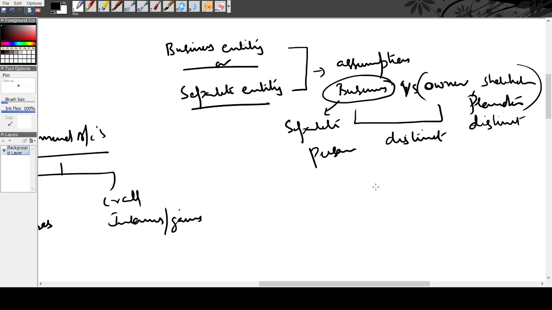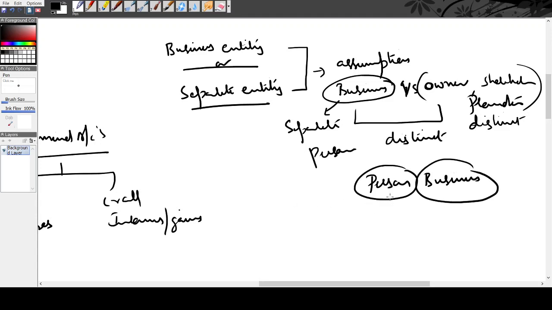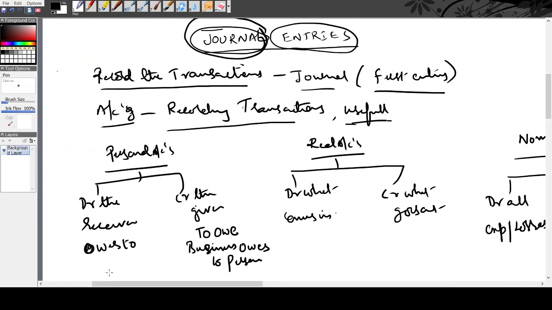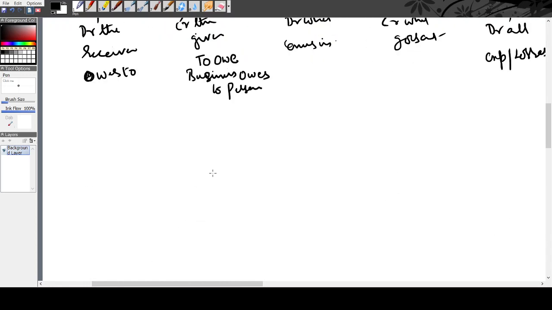So in the mind of the accountant, he is serving a person called the business. So business is considered as a person. We are doing accounting in the books of the person called the business. So this is the main concept we have to keep in our mind. This is also called the business entity concept or the separate entity concept. Now let us go back to our journal entries. We'll learn how to record a few transactions.